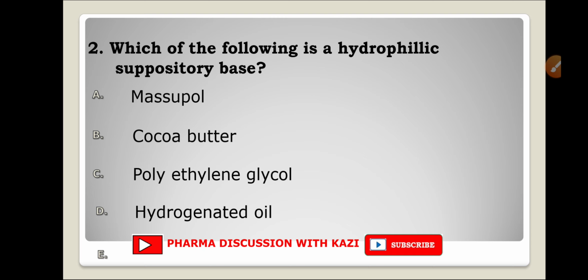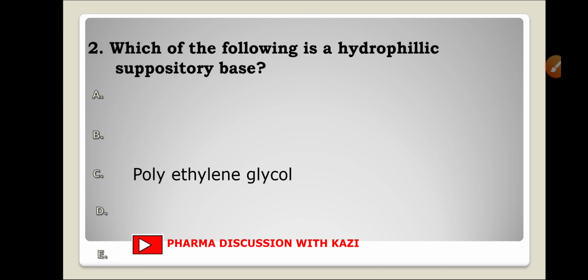Next question. Which of the following is a hydrophilic suppository base? The options are masopol, cocoa butter, polyethylene glycol, hydrogenated oil. Here, masopol is an emulsifying base. Cocoa butter is an oleogenous base. PEG, that is polyethylene glycol, is a hydrophilic base, and hydrogenated oil is an oleogenous base. Therefore, it is clear that polyethylene glycol or macrogol is a hydrophilic suppository base.